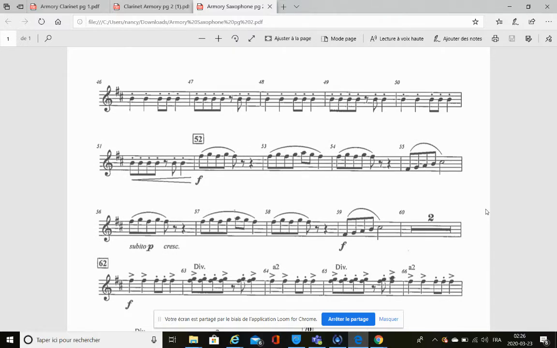Now let's take a look at some articulations in this piece. We see a whole lot of the symbol. What is it called? At measure 62. It is an accent. How do you play the note when there is an accent above or under that note?